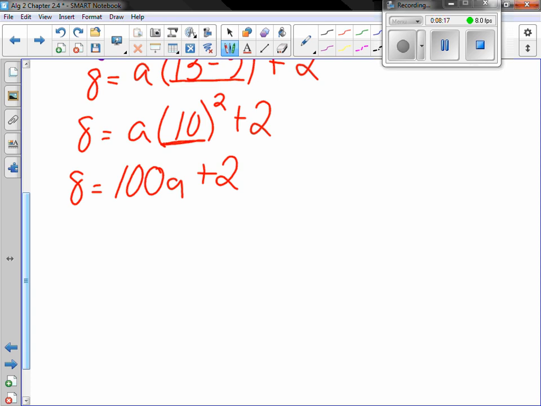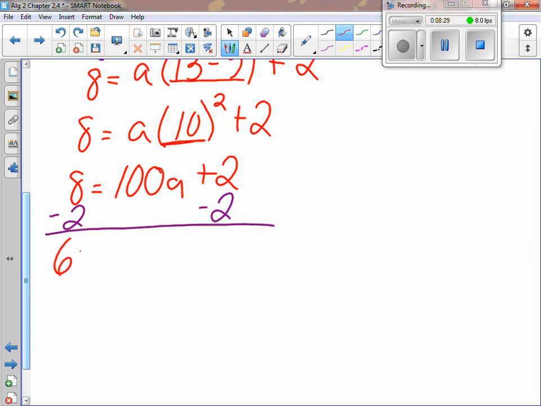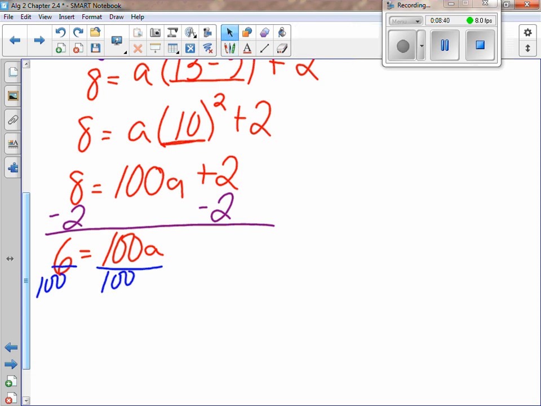What do we need to do next to solve for the value of a? We need to subtract 2 from both sides, so we'll subtract 2 from 8. 8 minus 2 is 6, equals 100a. And then we would divide both sides by 100, and we get a by itself. Now 6 divided by 100 would be 3 over 50.